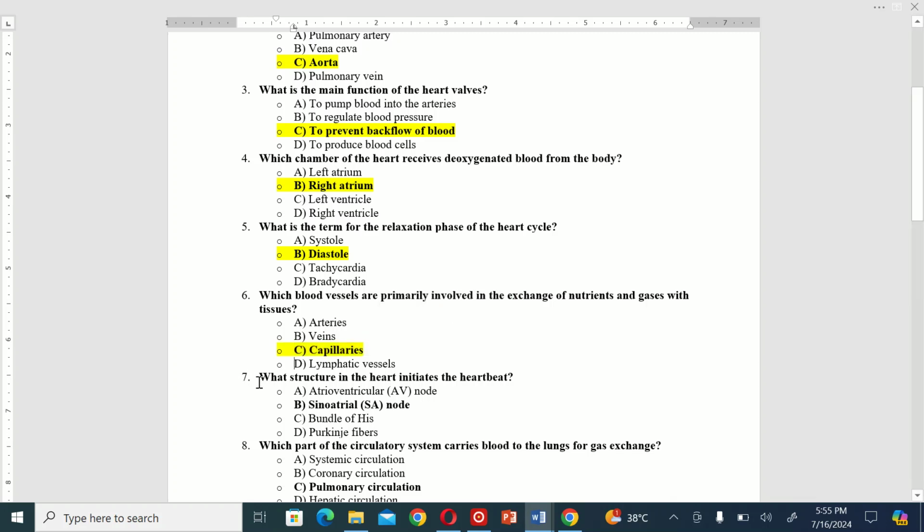The next MCQ is: what structure in the heart initiates the heartbeat? A. Atrioventricular node, B. Sinoatrial node, C. Bundle of His, and D. Purkinje fibers. So the correct option is B.